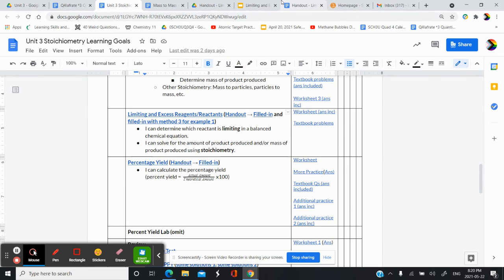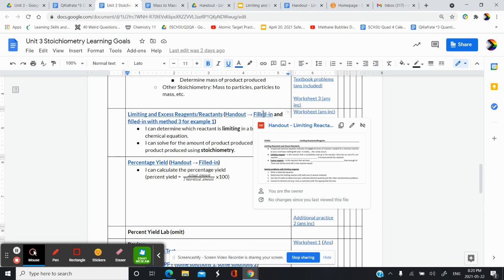That concludes limiting excess reactants. So please make sure you do the practice. Make sure you learn all 3 methods. You're allowed to have a choice as to which method you want to use. Of course, some methods give you advantages over others depending on the situation when you're looking for the limiting reactants. And if you missed anything in the video, you can always rewind and go at your own pace, but there's also the filled in version of the note over here.